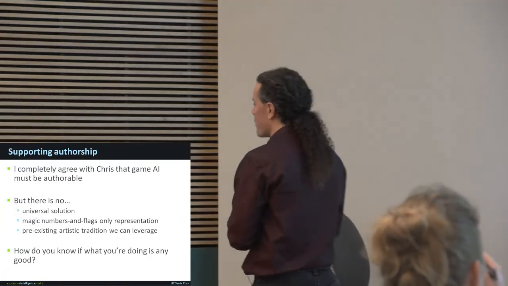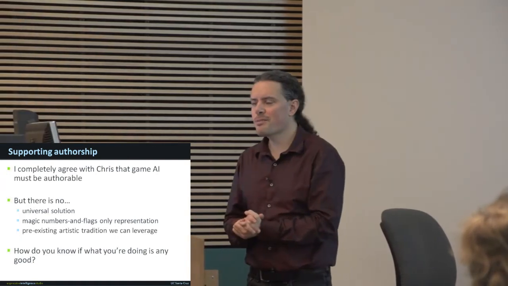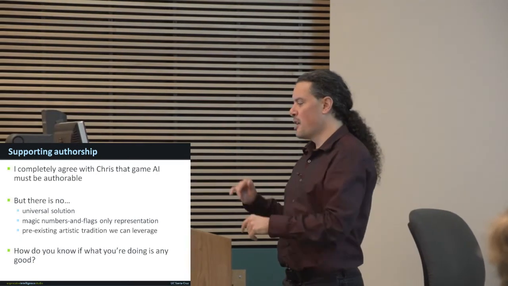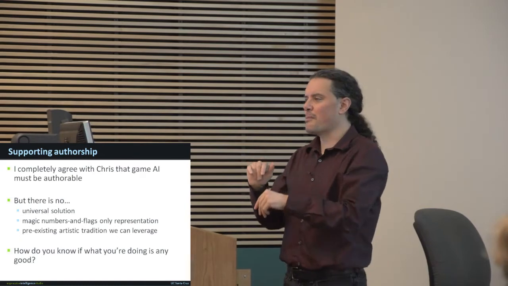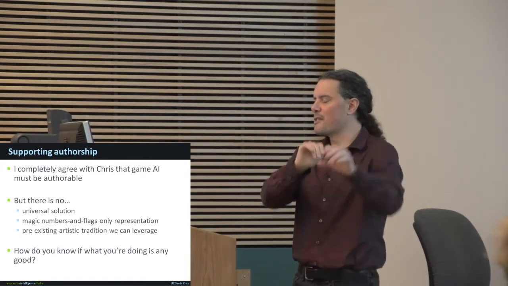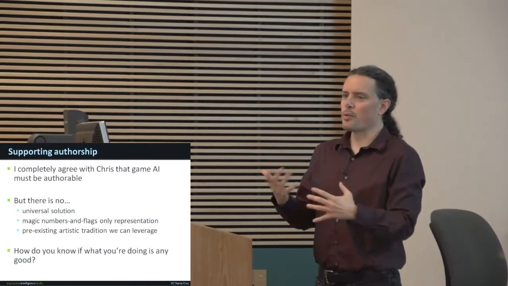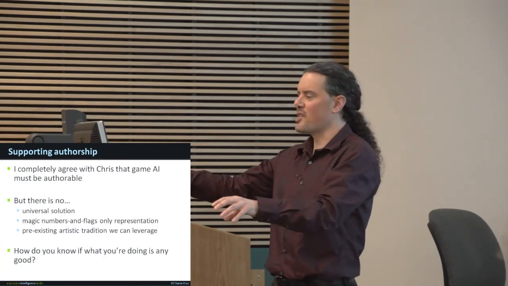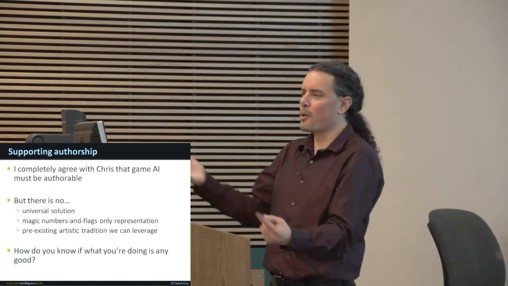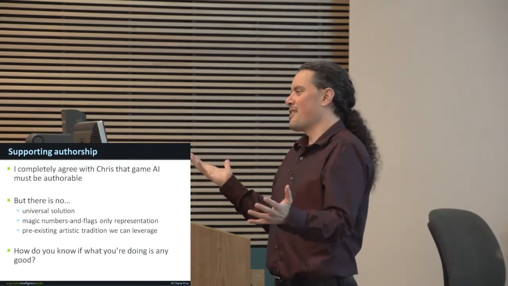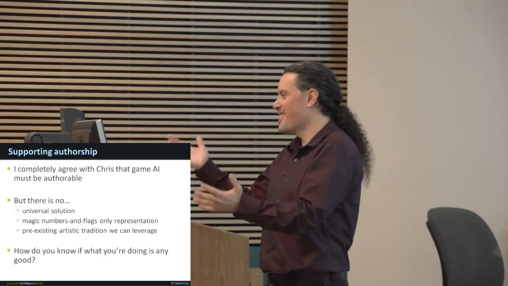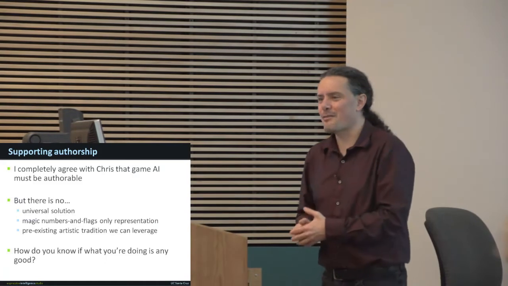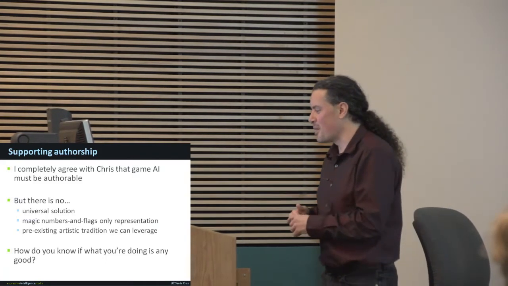There's no magic numbers-and-flags-only representation, where just by specifying a bunch of numbers, I magically make this NPC behave really differently from this NPC. The only way that would work is if I pre-authored all the behaviors anyway in something that's not numbers, and then used the numbers to select between them. But that's just deferring the problem, right? Someone still had to write all those behaviors that the numbers are used to select among.